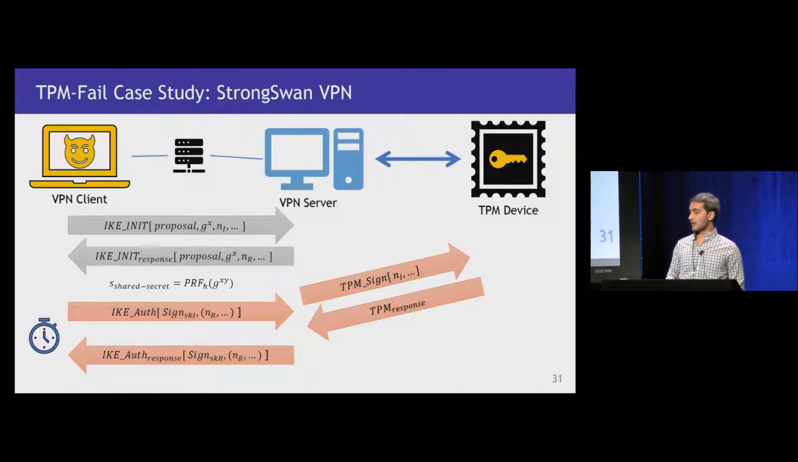But at the same time, the client can keep doing that until it collects some number of signatures with timing samples. And every time the client can just drop the communication and try to issue another handshake. With that, the client can basically have enough timing information to learn a good amount of information about the private key for the server that was actually only stored in the TPM device.